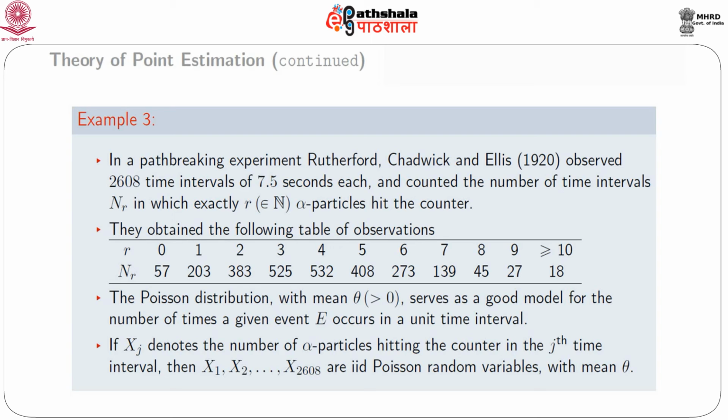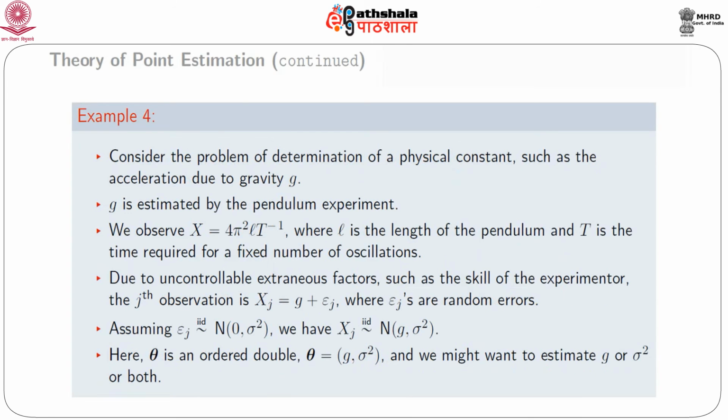Next, we consider another example. Consider the problem of determination of a physical constant such as the acceleration due to gravity g. g is estimated by the pendulum experiment. We observe g equals 4 pi square L divided by capital T square, where L is the length of the pendulum and T is the time required for a fixed number of oscillations.